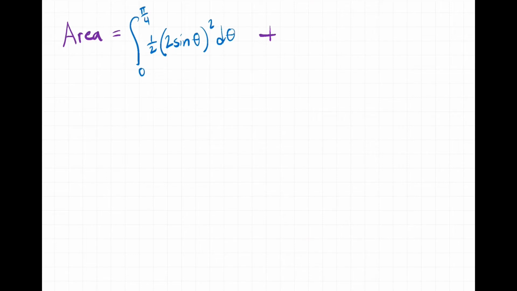Plus the second integral. That second integral goes from pi over 4 to pi over 2, and a different function defines the part of the curve that makes the edge of that part of the region. So that's going to be, again, 1/2 r squared d theta, but this time our r was 2 cosine theta d theta. And you should go back and take a look at that graph and make sure that you have matched up the right function with the right bounds on the integral.